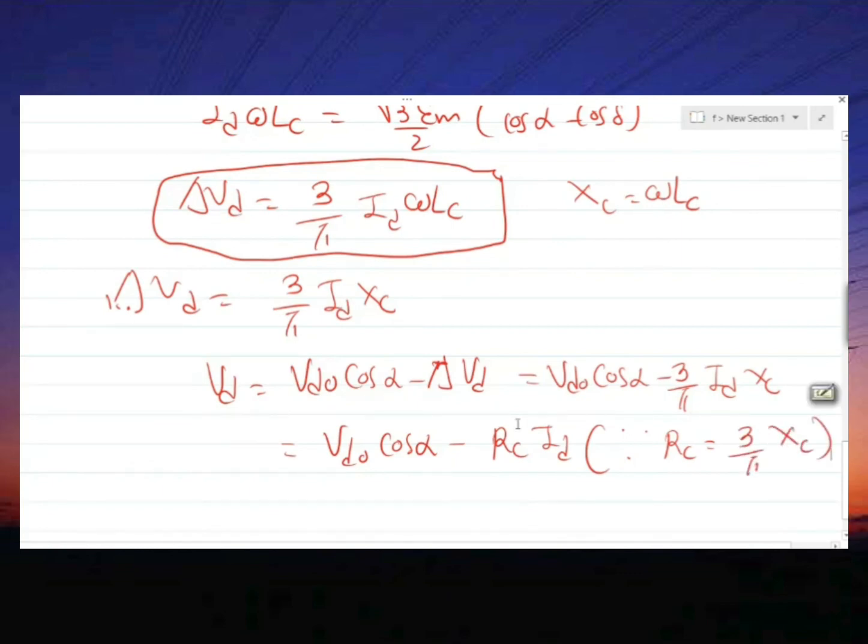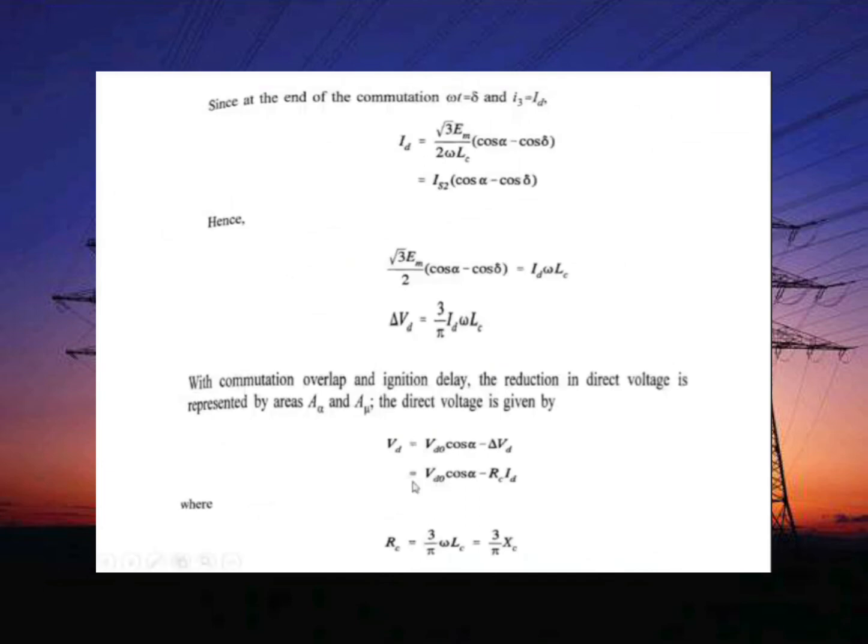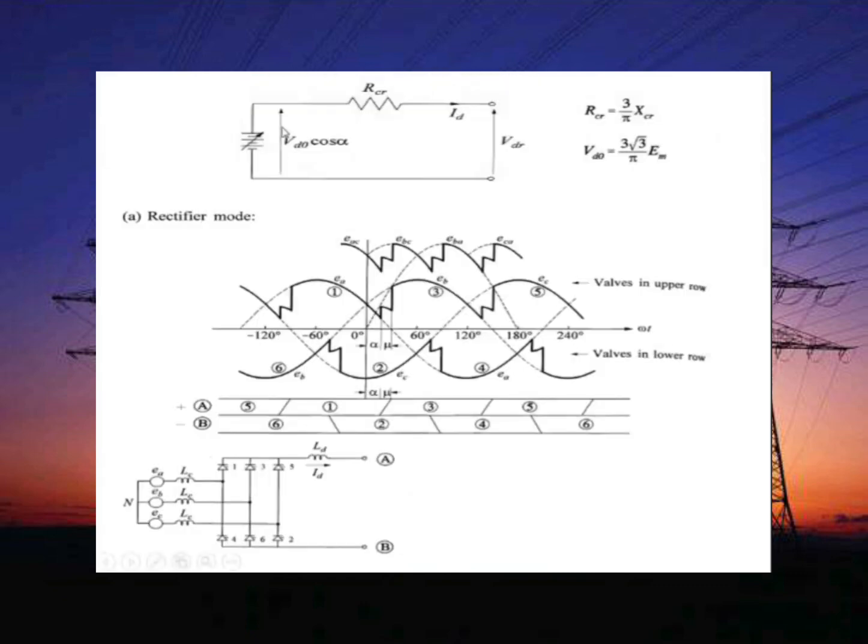So this is the rectifier operation. This is the equation of rectifier operation. We get Vd equal to Vdo cos alpha minus Rc Id. So this is the rectifier operation. This is the equivalent circuit of a rectifier operation. Your DC output voltage at the rectifier end is Vdr is equal to Vdo cos alpha minus Rcr Id. And this is your waveform of a rectifier operation. Thank you.